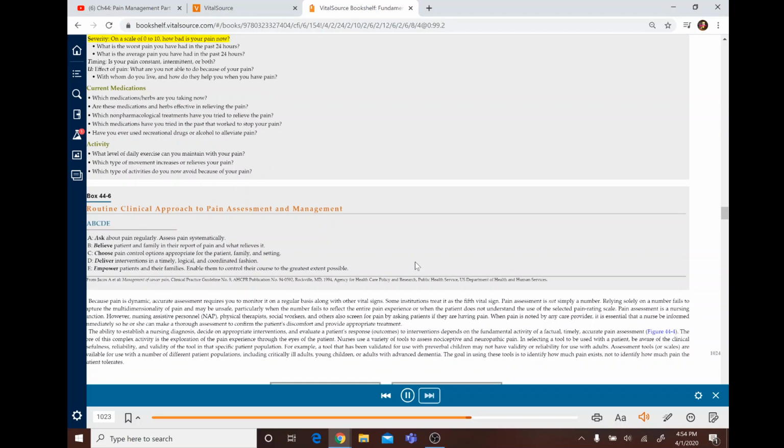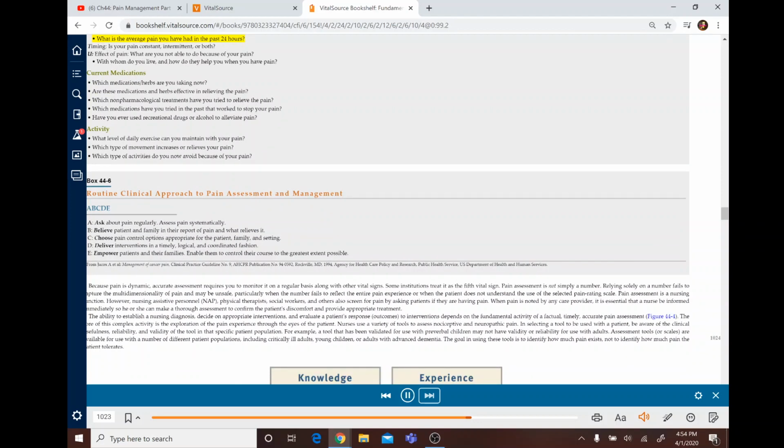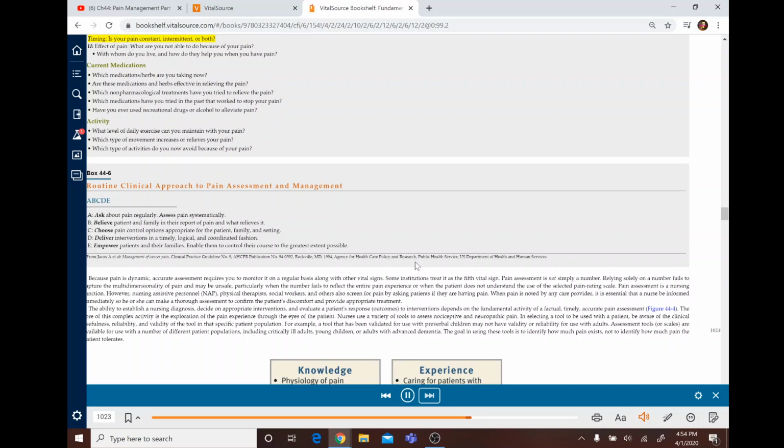Severity: on a scale of 0 to 10, how bad is your pain now? What is the worst pain you have had in the past 24 hours? What is the average pain you have had in the past 24 hours? Timing: is your pain constant, intermittent, or both?